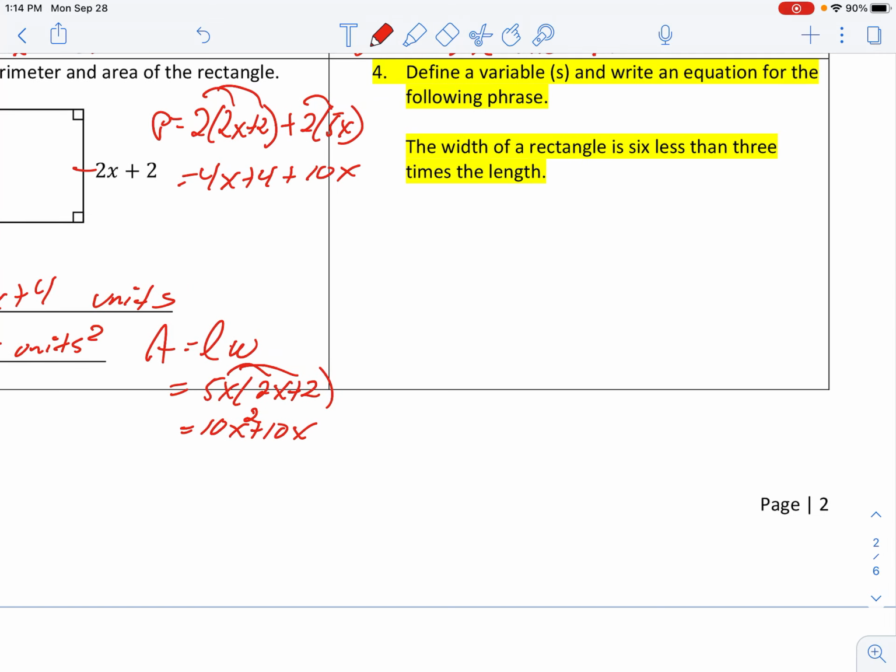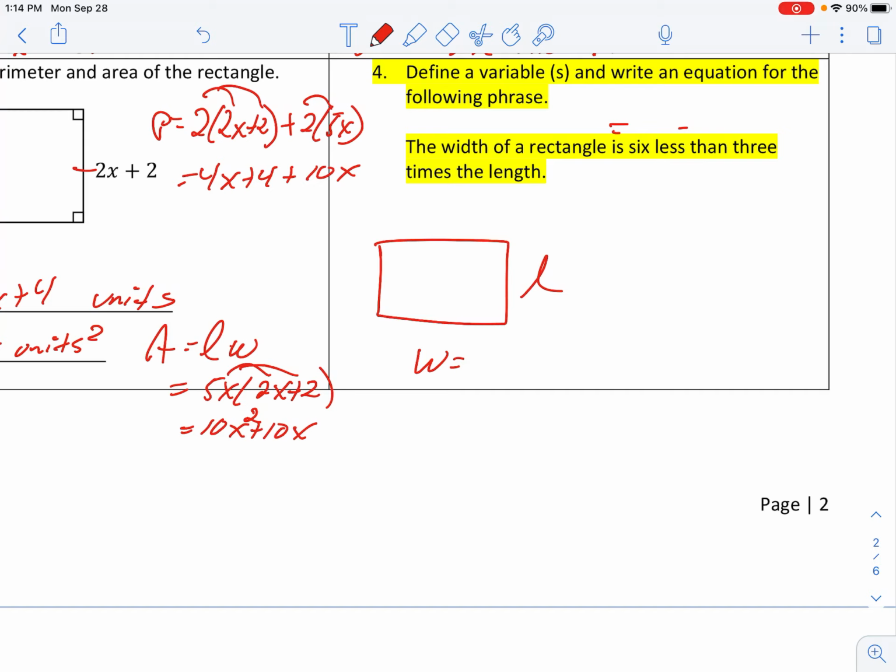Number 4, define a variable and write an equation for the following phrase. The width of a rectangle. So I get a rectangle here, length and width. The width of the rectangle is, means equals, 6 less than 3 times the length.